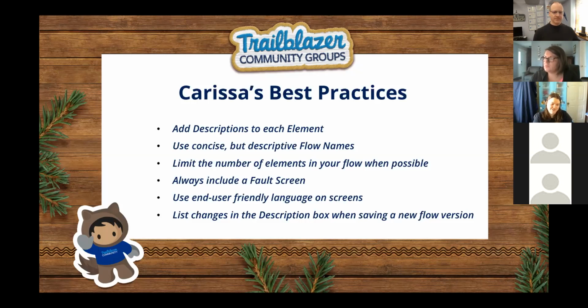The next one is to use concise but descriptive flow names. For example, if you build a flow and you just call it submit case flow, that's fine until you have 40 flows and you need to find one related to the case. So in my org, I do the main object, then a pipe, and then the function of the flow. So it would be like case, pipe, submit case, or something like that.